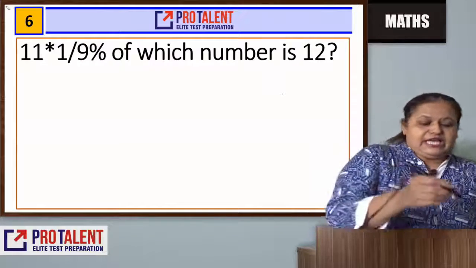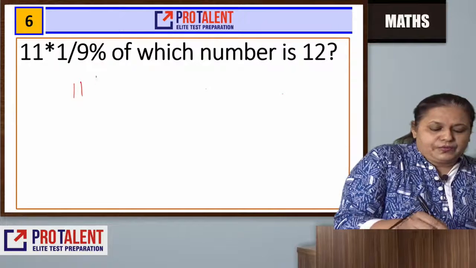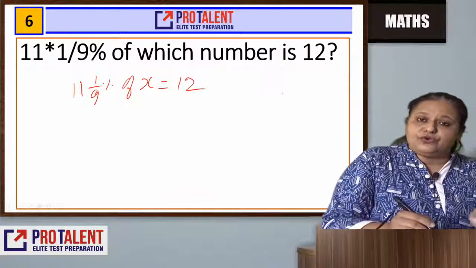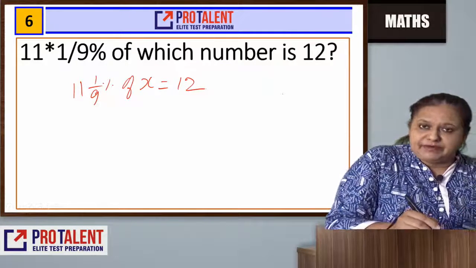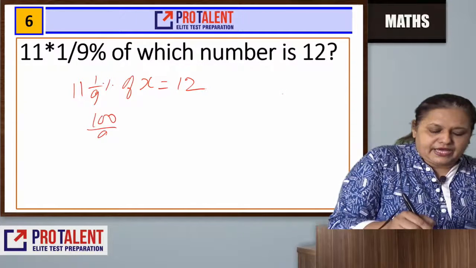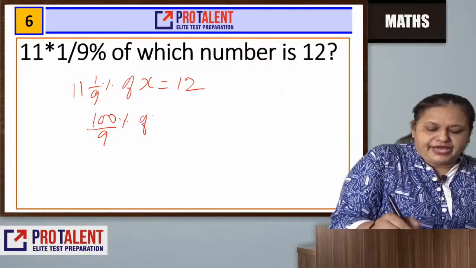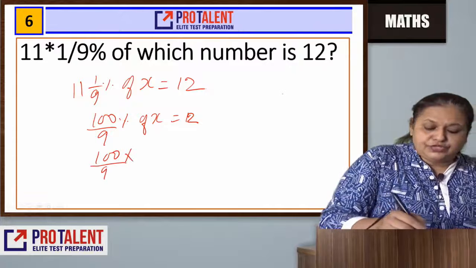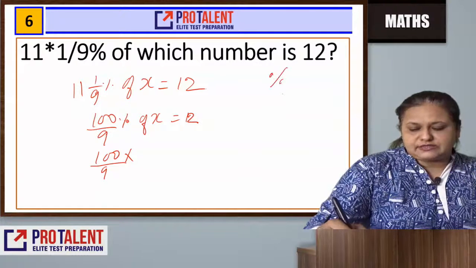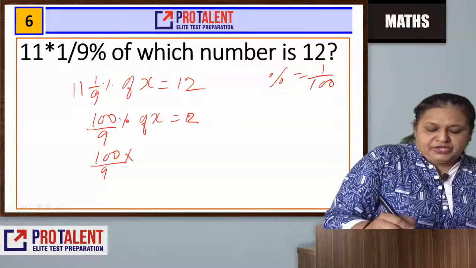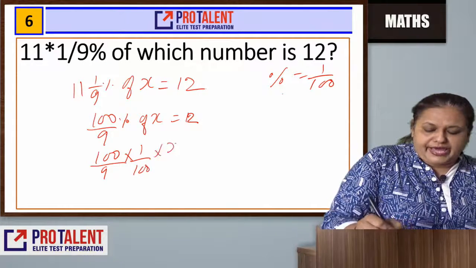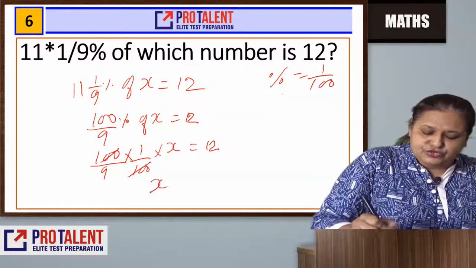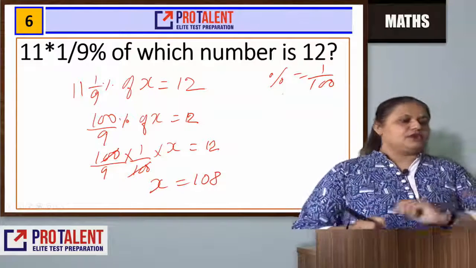Fine, so let's start. See, 11 1 by 9% of x is 12, and we know 11 1 by 9 is 11 9s are 99 plus 1, so 100 by 9% of x is 12. This percent holds the value of 1 by 100, so 100 by 9 into 1 by 100 of x is 12. This gets cancelled, and hence x is going to be 108. Got it?